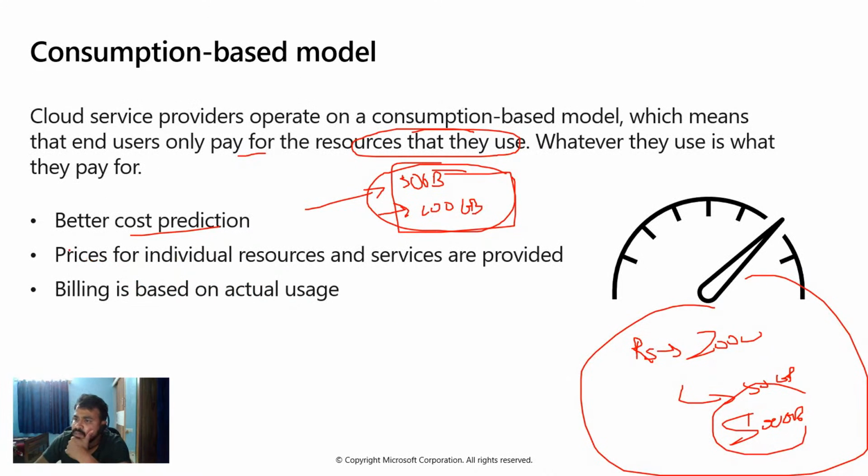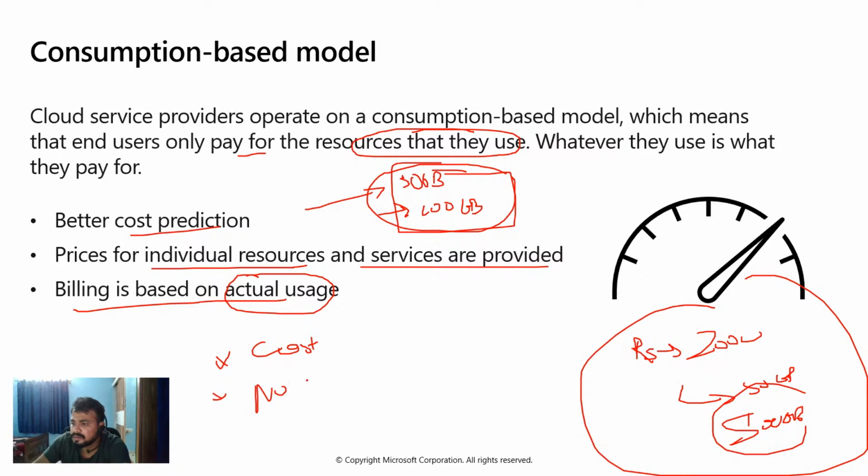And here, better prices for individual resources and services are provided. So like, I use only one resource, probably a Kubernetes service, and the price only for that I need to pay. Or I just go and use a VM, only for that VM I need to pay, right? So it would be much better in this sense, right? So that's how the consumption based model works. Billing is based on the actual usage, right? Whatever you use, you pay for it. So here also, no upfront cost, no need to purchase and manage. If you want any additional resources, buy it and pay for it. If you don't want something, just stop the billing.